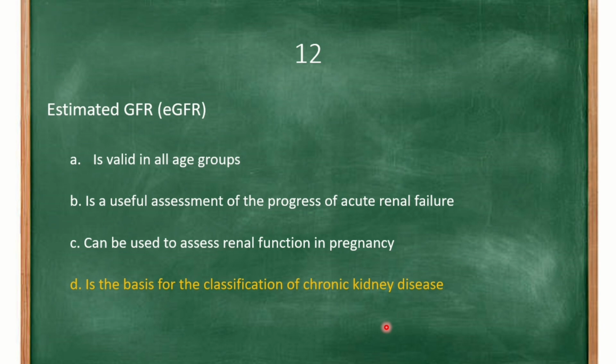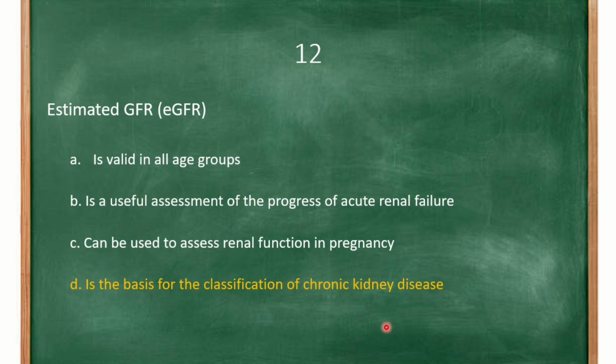Then C says that it can be used to assess renal function in pregnancy. That's also incorrect, because in pregnancy some of the physiological changes actually cause an increase in blood volume and then glomerular filtration rate, and so this parameter will be falsely increased, which will not reflect the actual assessment of the renal function, and so eGFR may not be helpful in cases of pregnancy.